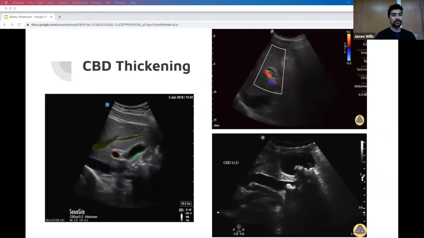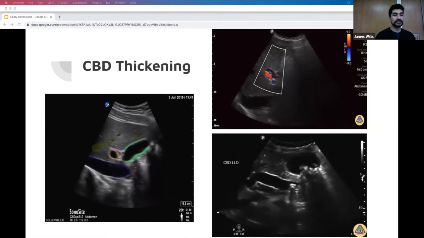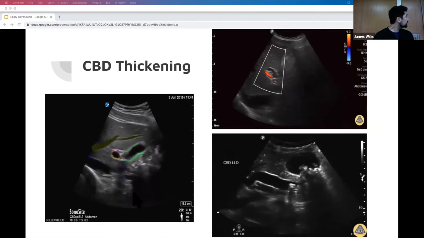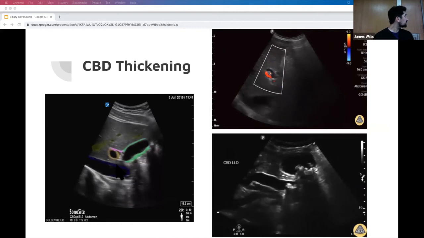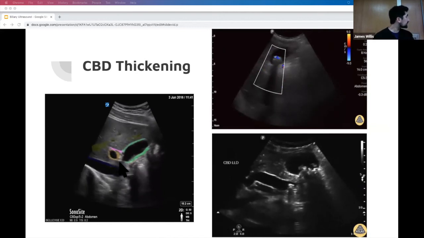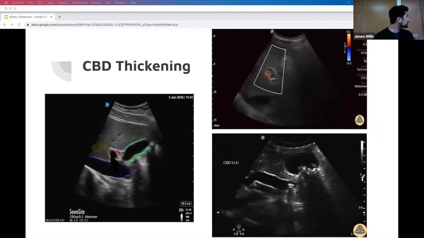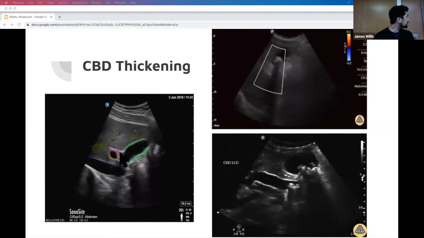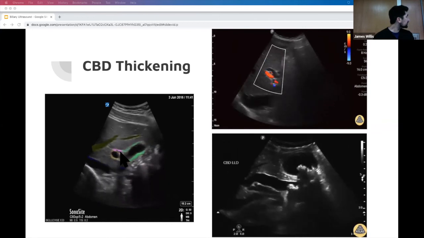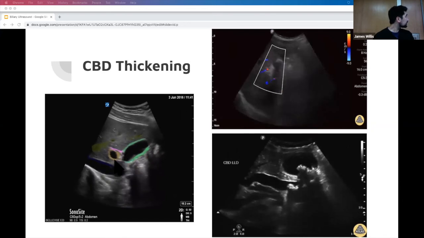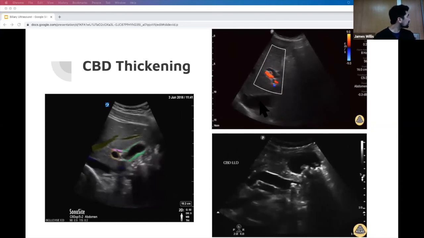The last abnormal finding that we're going to talk about is common bile duct thickening. Over here, you want to get the common bile duct in view, like I previously had mentioned. You're seeing the gallbladder highlighted in green, the portal vein highlighted in orange, and then in pink, you see the common bile duct. This outlines it nicely for you, but generally you won't have these colors when you're actually doing the ultrasound.